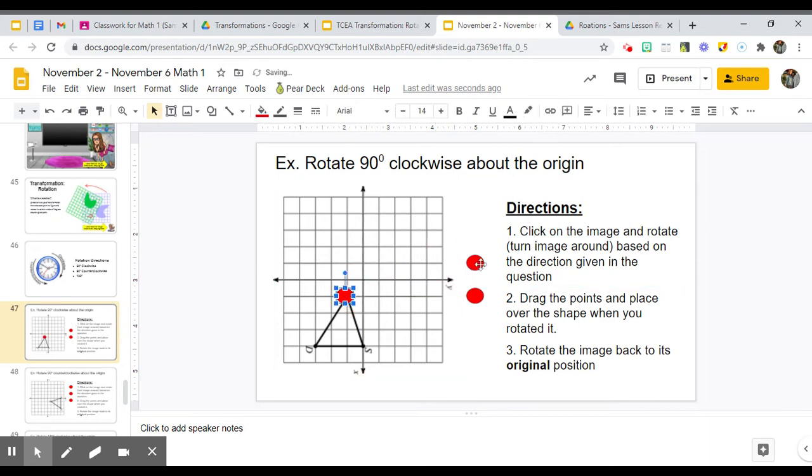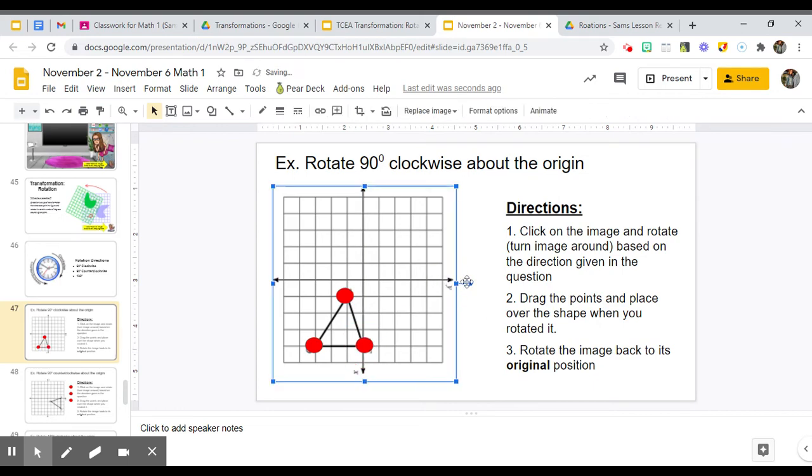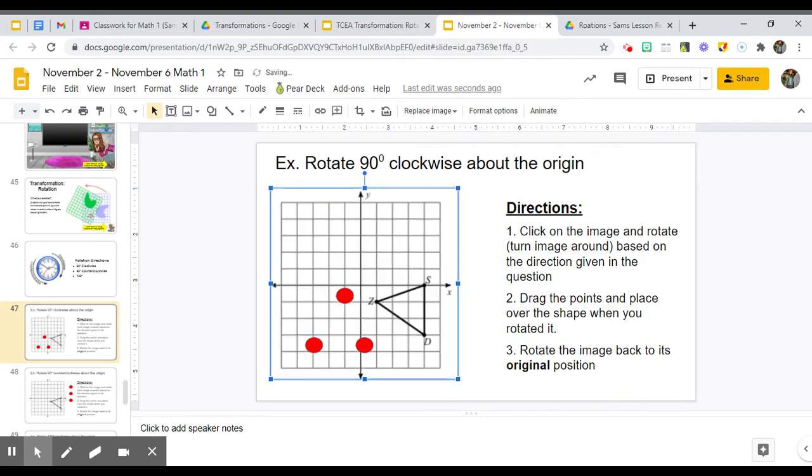And so then from there, you're going to take your points and drag them over to where they are now. And then we're going to click back on the image and turn it to its original form. So now what we can see, the rotation around the origin happened, and my new image is right here.